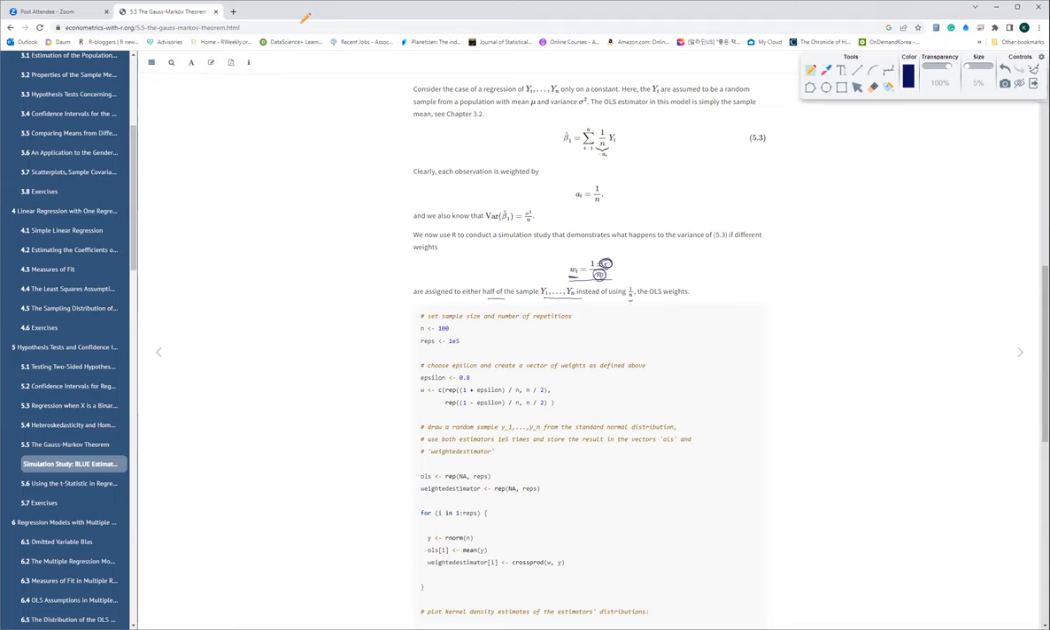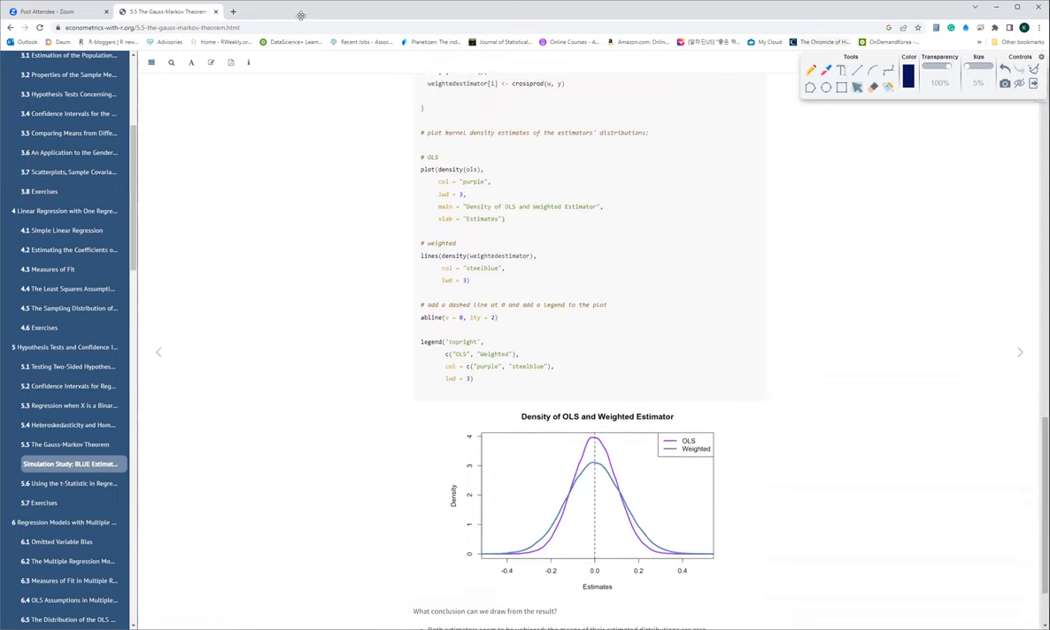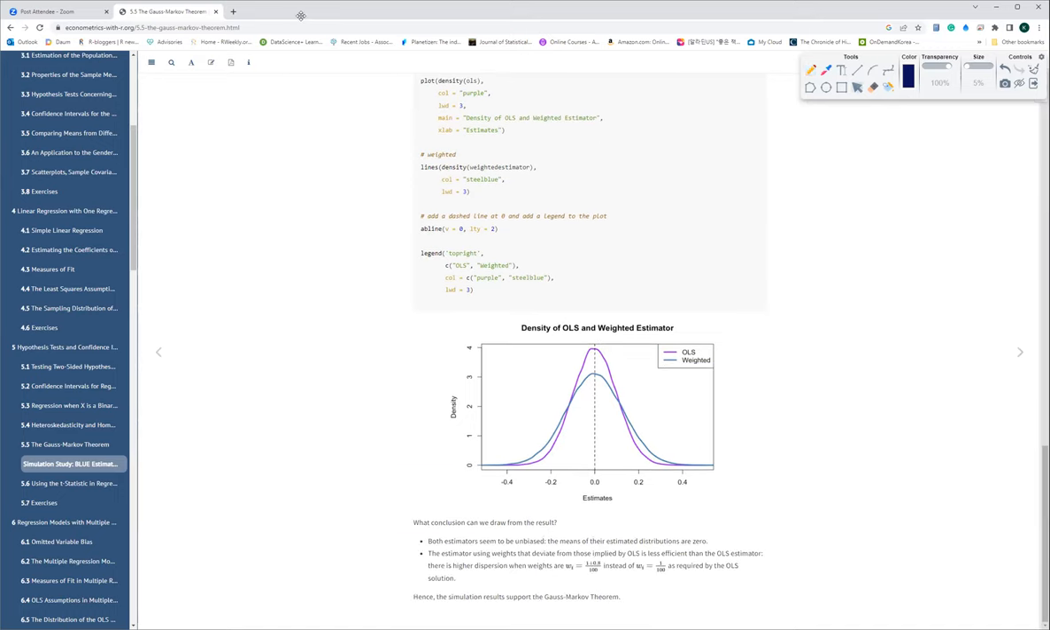Then when we run the command at the bottom, we can get these kinds of results. So actually our OLS model is much, much more concentrated near this normal standard deviation compared to the weighted one here. What this plot says is that both estimations seem to be unbiased, which means the mean of this estimate distribution is zero, the error term. And the estimate using the weight deviates from the dose implied by the OLS estimator, and then a higher position is this one instead of this one as a requirement.